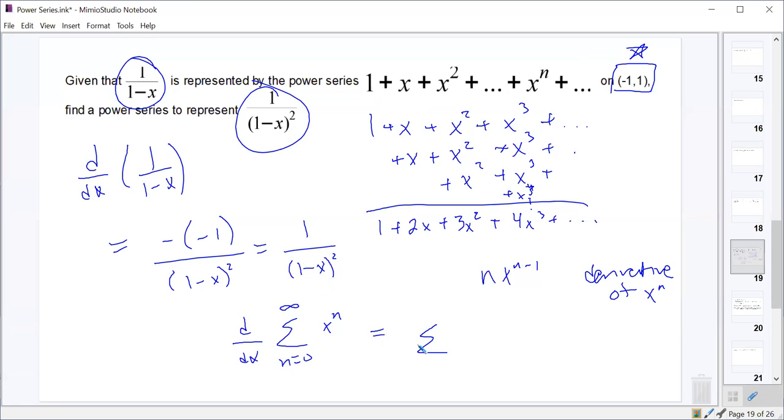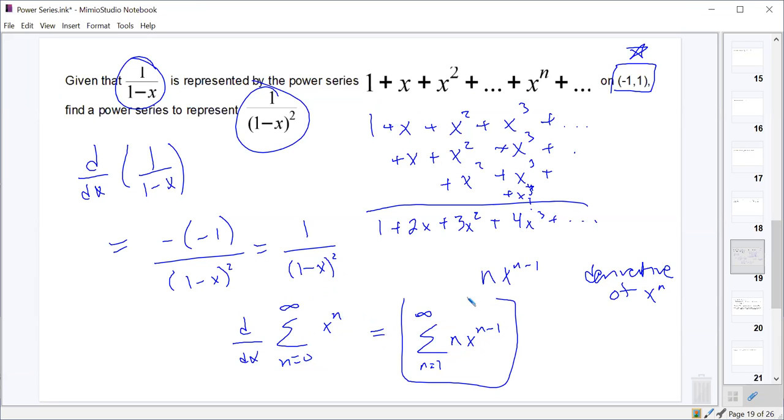And what we end up with is a sum from n equals 1 to infinity of n x to the n minus 1. And we have to move our index up from n equals 0 to n equals 1 when we take this derivative, because we're going from x to the n to x to the n minus 1. If we start at 0, that's going to give us x to the negative 1, which doesn't make any sense.